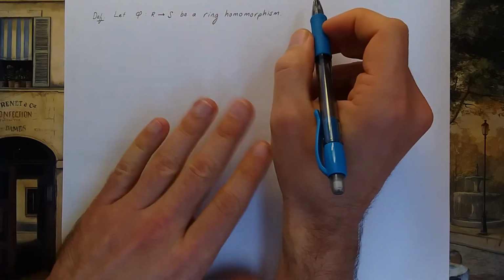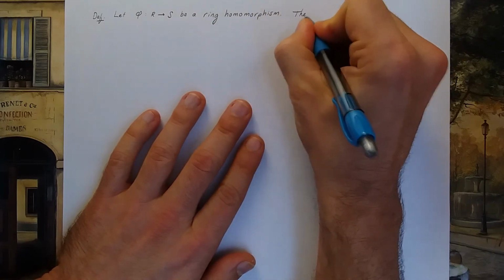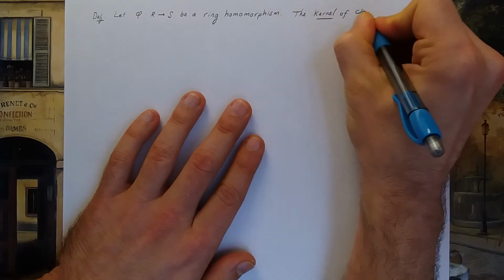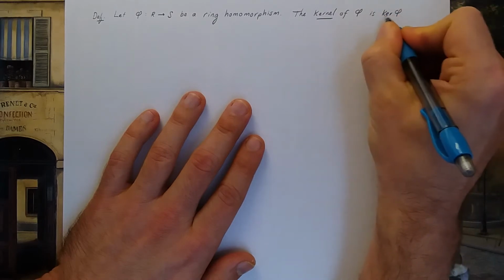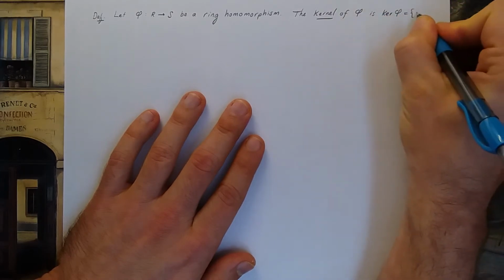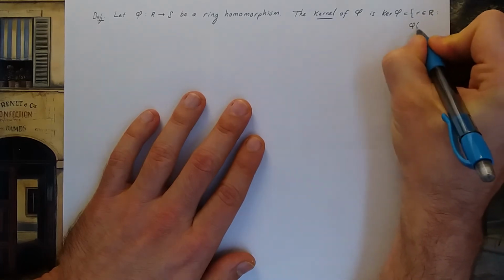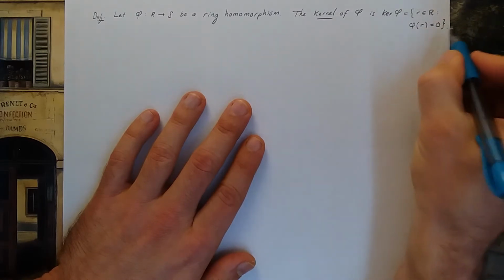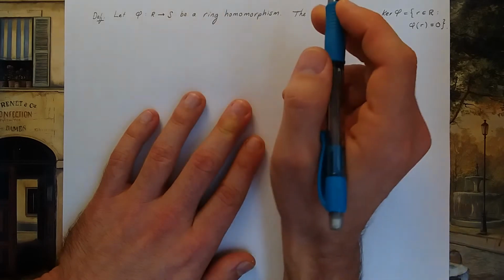It's going to be very reminiscent of the kernel of a group homomorphism. So the kernel of phi, abbreviated ker phi, is just the set of everything in your ring that phi sends to 0. That's the 0 in S. So this 0 here is the additive identity in the ring S.